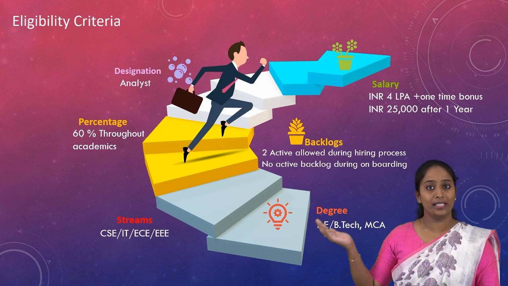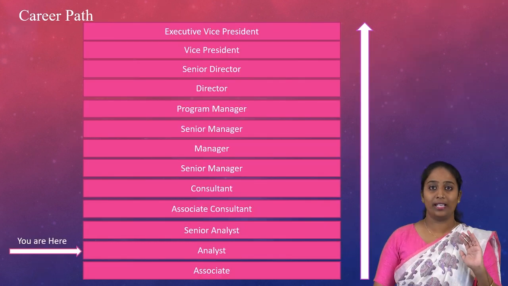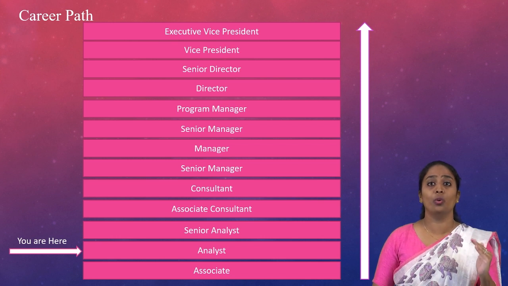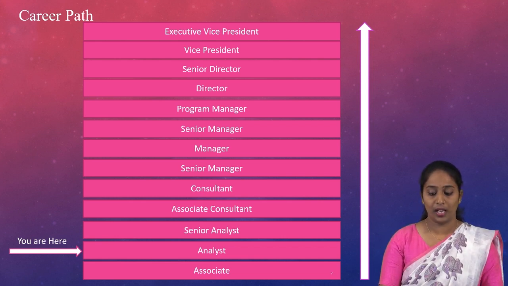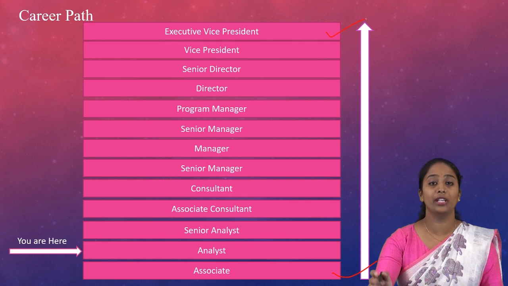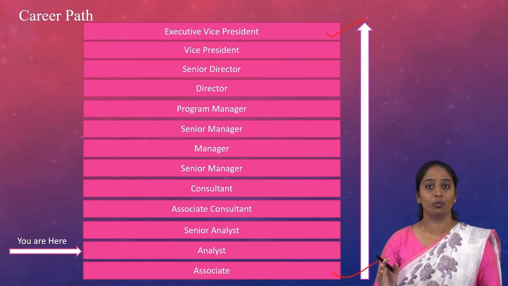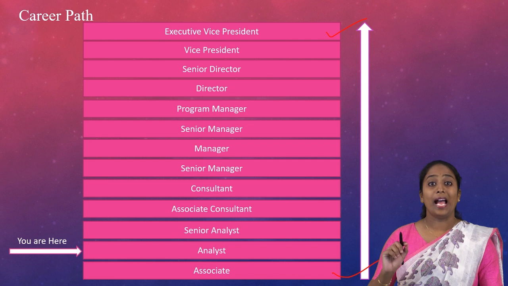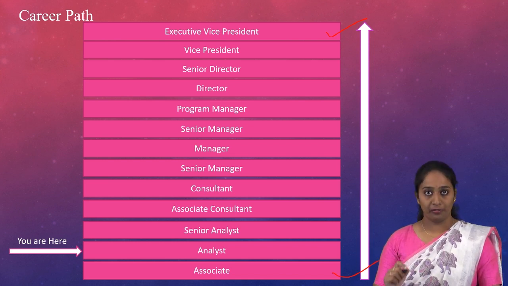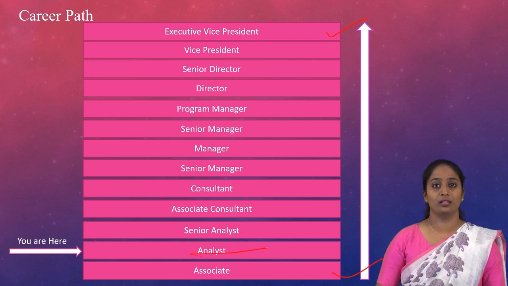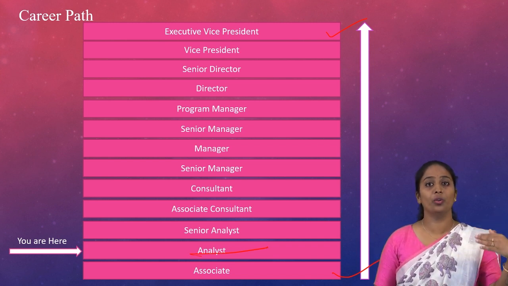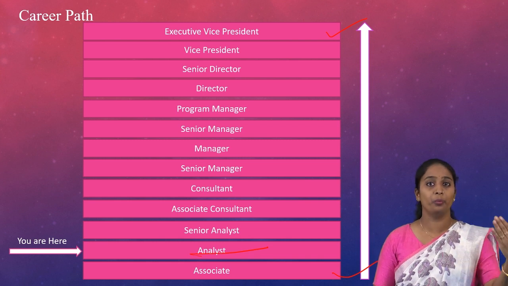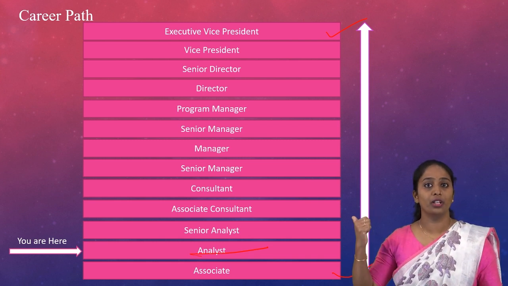Let's see what the selection process is. Before going to the selection process, I wanted you to know the different designations present in Capgemini. Starting from the associate level, you have to reach the position of executive vice president based on your work in Capgemini. And the position which you are applying for now is Analyst. So this is how you make your career growth in Capgemini and reach the top positions, which I have shown on the screen.